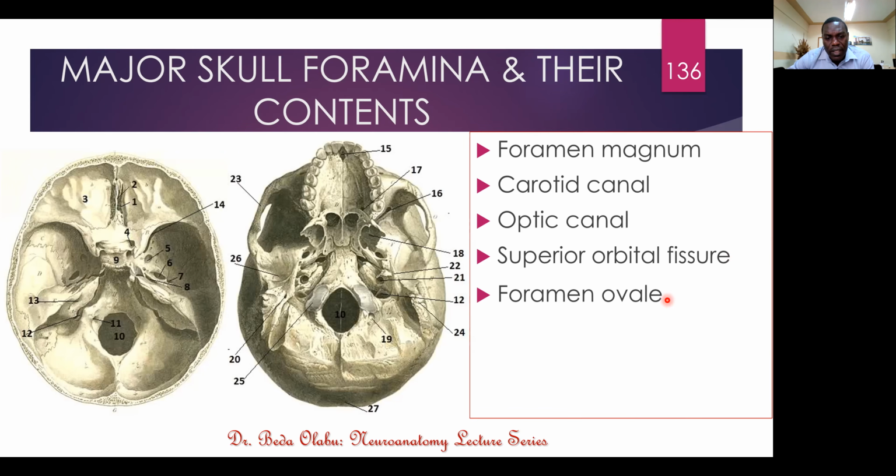Foramen ovale is this one here. It looks oval, so it's called foramen ovale. The key thing that passes through foramen ovale is the mandibular nerve. Internal auditory meatus is the one labeled 13, and this is where facial nerve will go through. That is your answer to the third question. So facial nerve goes through the internal auditory meatus, together with the eighth nerve, which we call vestibulocochlear nerve.